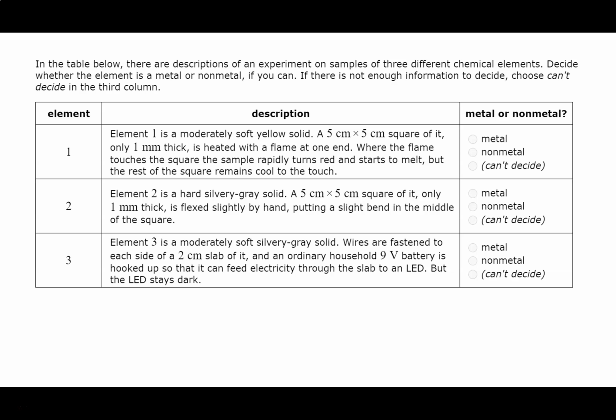All right, now this is getting tricky. In the table below, there are descriptions of an experiment on samples of 3 different chemical elements. So we know it's an element, okay? Decide whether the element is a metal or non-metal, if you can. If there is not enough information to decide, choose can't decide.